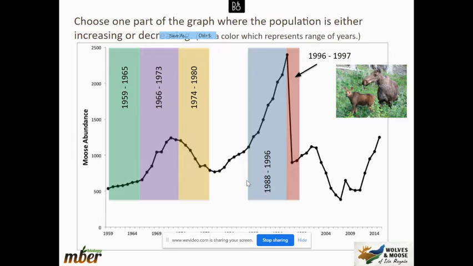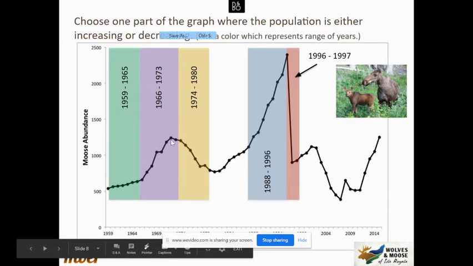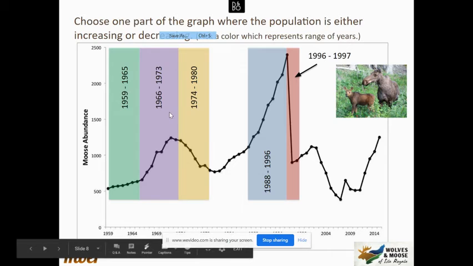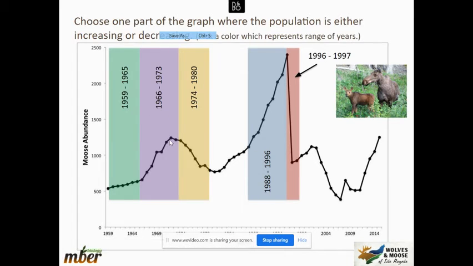I'm going to pick the purple section first, which is 1966 to 1973. If you look, the population went from about, we'll say, 550 moose, all the way up to about 1250 moose. That's an increase. So that means more moose are alive. That means more babies are being born. That means more survival for the mom. That means that they're not dying or getting eaten. So in this purple section, this increase in our graph is an increase in moose. More are living.